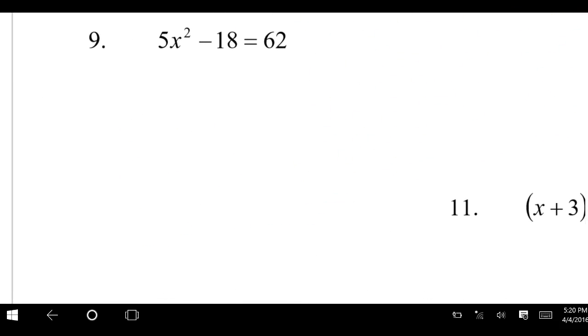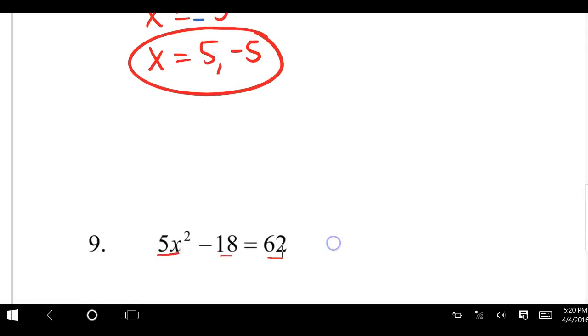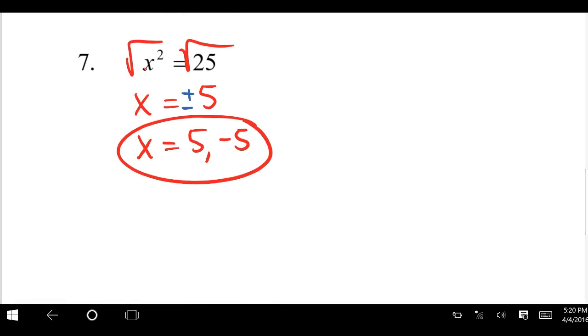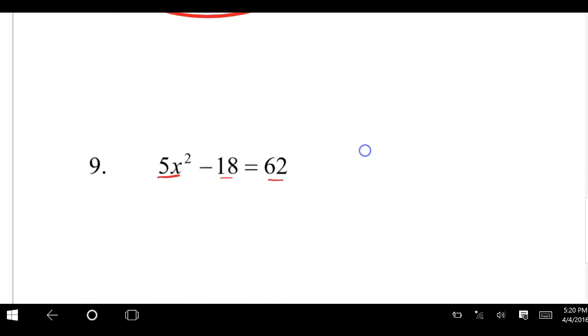Now in this one, let's look at the different numbers we have. We have an x squared, and then we have a number with no x, and another number with no x. So we have two different kinds of numbers. The last time we had something like that was on this problem. We had an x squared, and then a number. And we didn't have a number with an x.